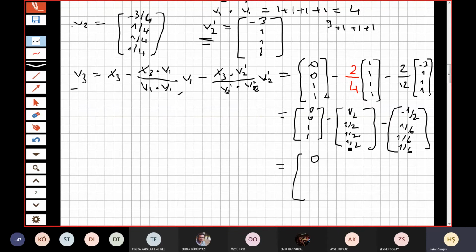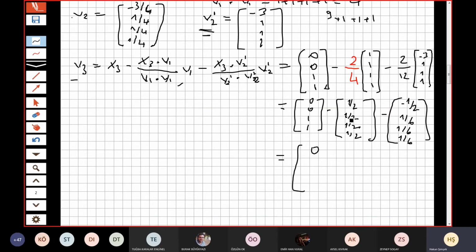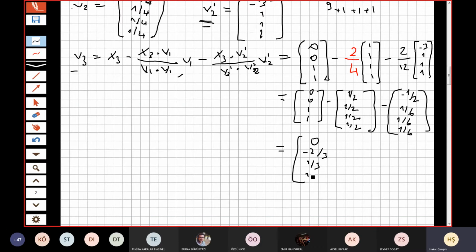Minus 1 over 2 plus 1 over 2 is 0. Minus 1 over 2 minus 1 over 6 becomes minus 2 over 3. 1 minus minus 2 over 3 becomes 1 over 3. And the last one is also equal to 1 over 3. So this is V3.